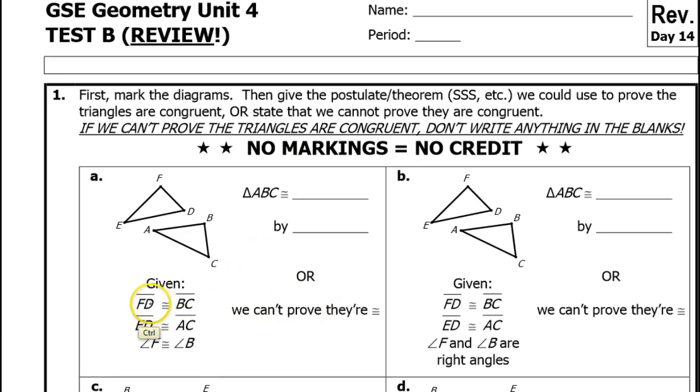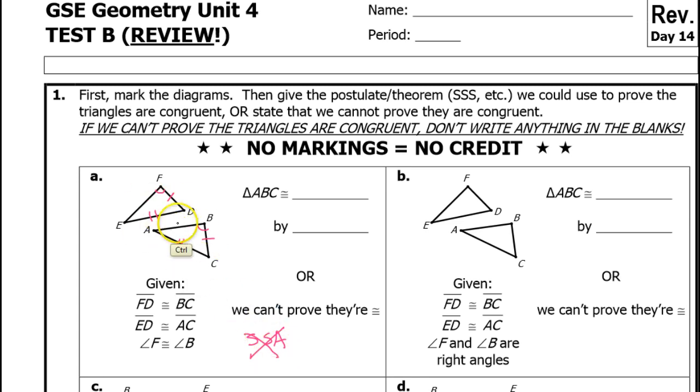So if we are given that FD is congruent to BC, so that's FD is congruent to BC, ED is congruent to AC, so there's ED and AC, and angle F is congruent to angle B. So here's angle F and here's angle B. I have two sides, but the angle is not between them. If there were such a rule, this would be side-side angle. But no, there is no such rule.